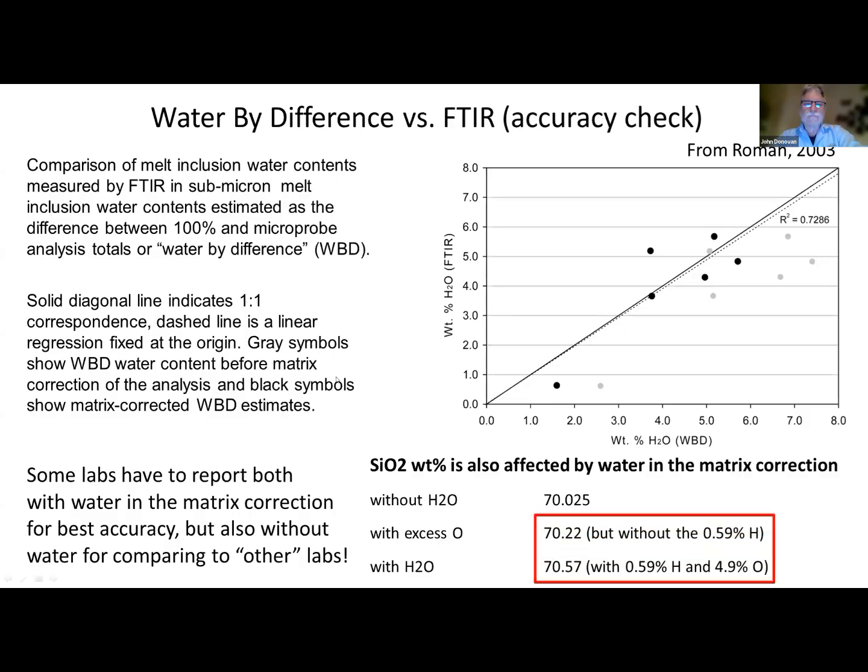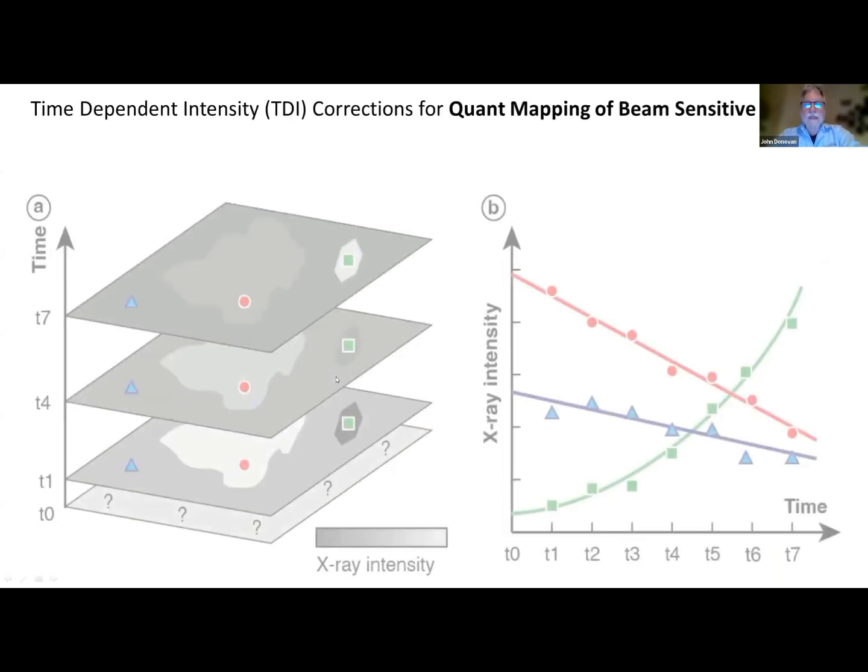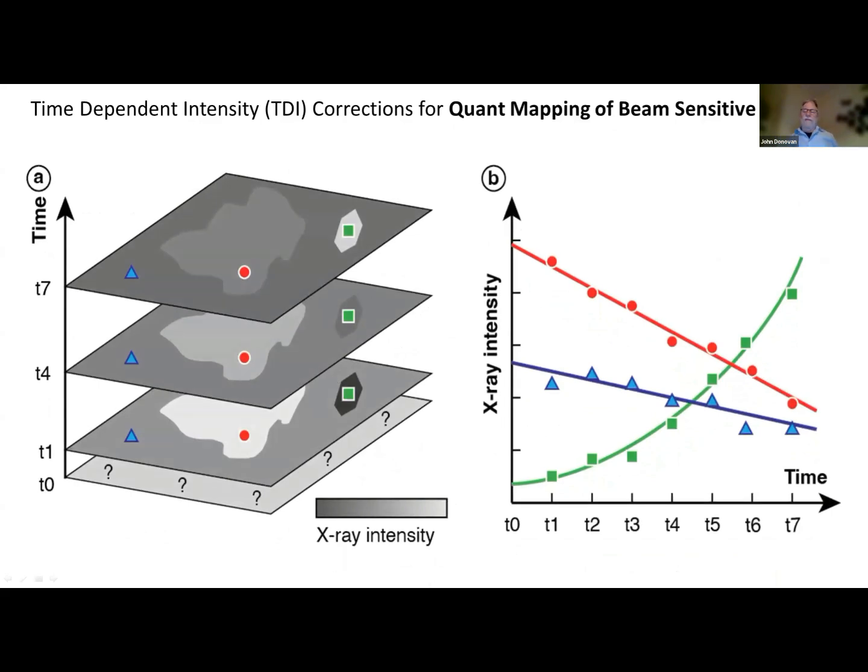Okay. So now let's talk about that. All that I talked about so far was point analyses, spot analyses, but we can also map and correct for TDI effects. What you're seeing here is time 0, time 4, and so on. These are replicate frames, X-ray maps in time. For each of the phases in these materials, we can calculate on a pixel by pixel basis what the TDI effects are.